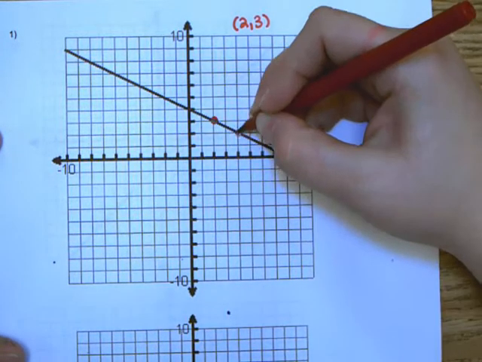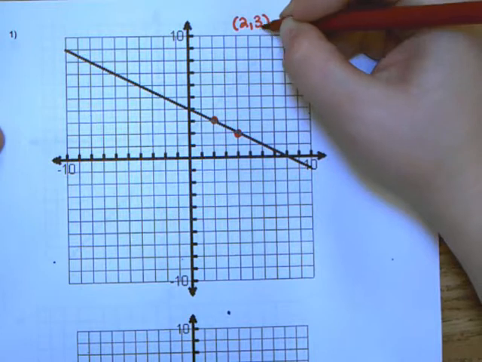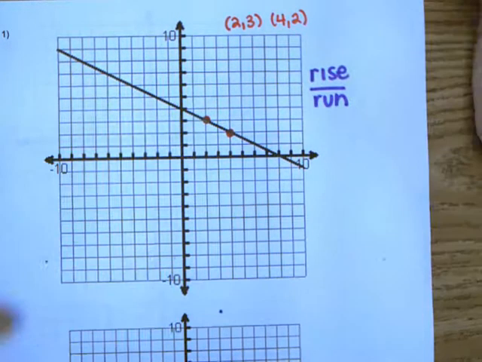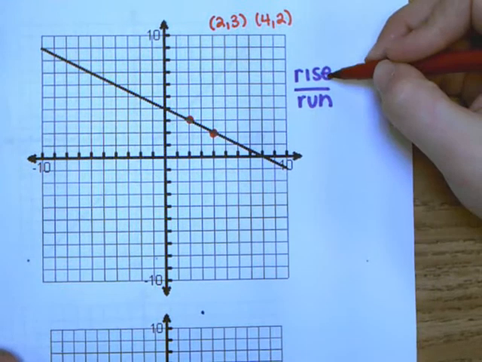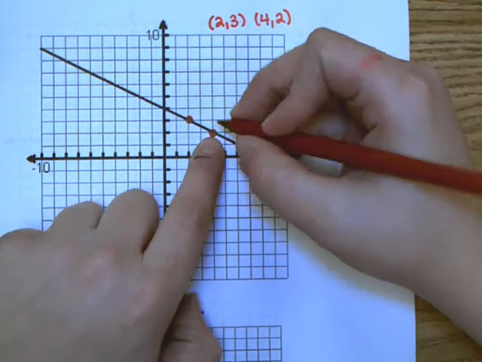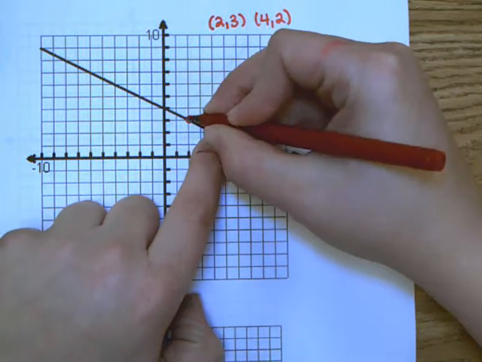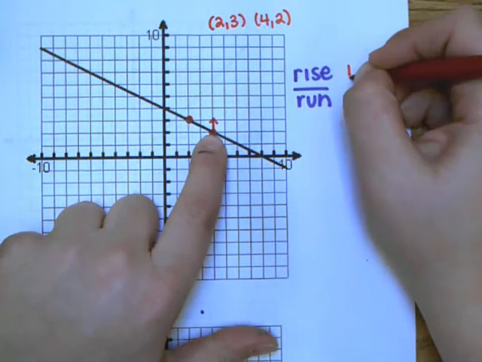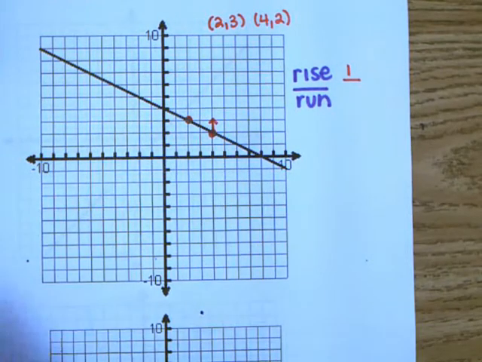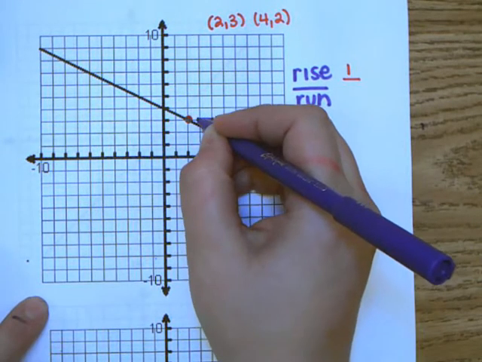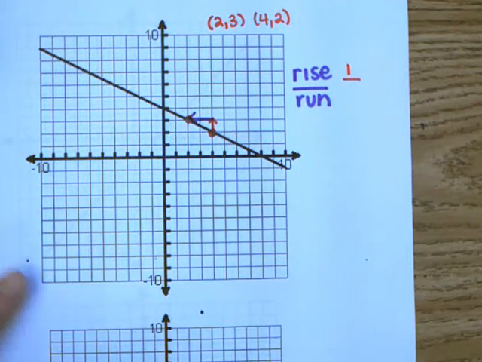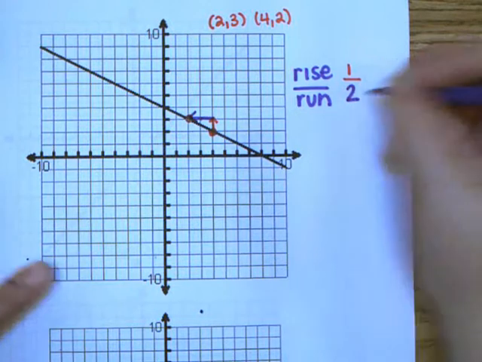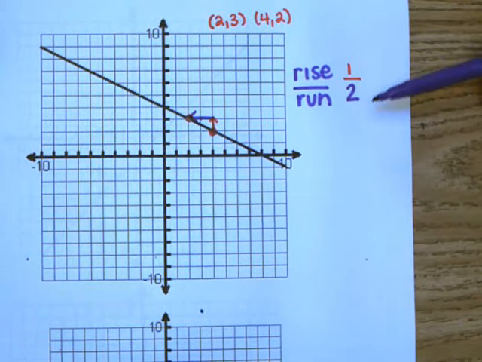Then you're going to pick one more point. There's lots of good points, so I could pick this one here, or I could pick this one here. So I picked 2 points. I picked 2, 3, and 4, 2. Those are the 2 points I picked. And then you're going to rise and run. So to get from here to here, I have to rise 1 square. So my rise is 1. And then I need to run 1, 2. I have to run to the left 2 squares.